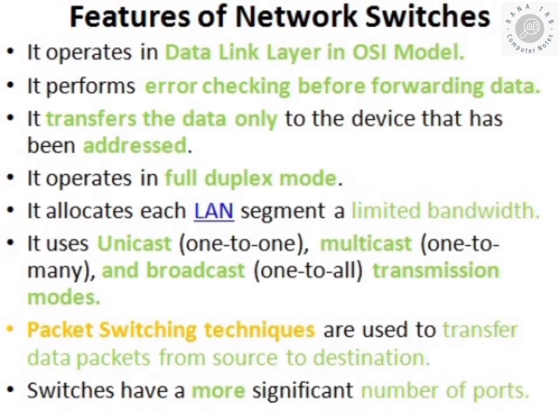Features of network switching. First, it operates at the data link layer of the OSI model, and it performs error checking before forwarding the data frames. It transfers data only to the designated address, and it operates in full duplex mode, that is both sending and receiving can happen at the same time. It allocates the LAN segment only at limited bandwidth. And finally, it uses unicast, multicast and broadcast.